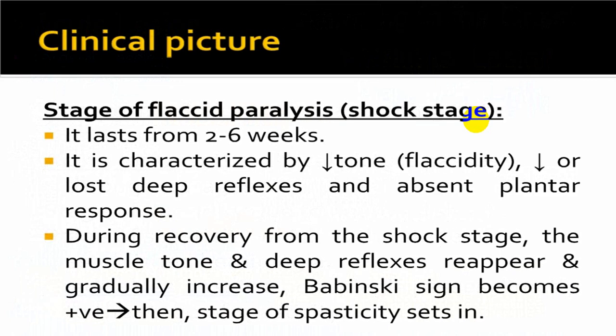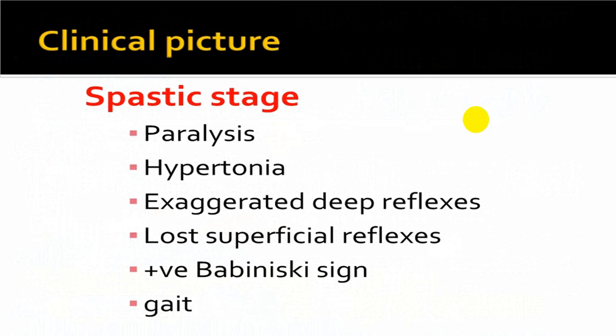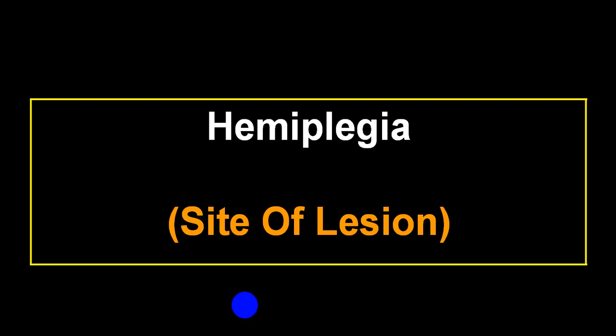So flaccid may remain for 2 to 6 weeks, while spastic will have hypertonia, exaggerated deep tendon reflex, loss of superficial reflex, particularly abdominal and cremasteric, and even the anal reflex will be nearly absent, while plantar reflex will be extensor, and there will be a typical circumduction gait, or what we call spastic hemiplegic gait.